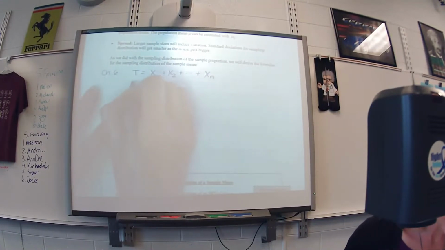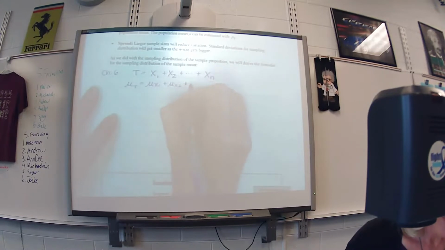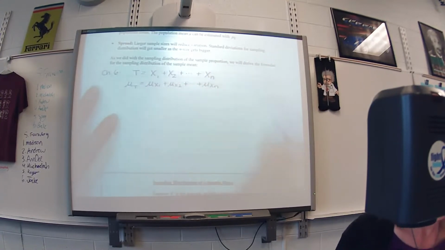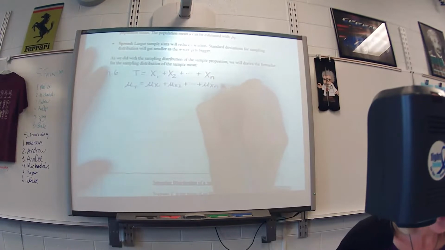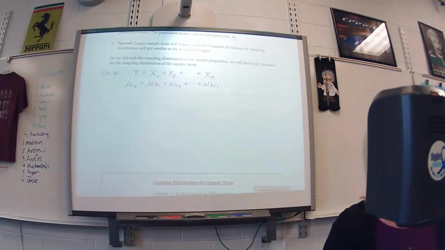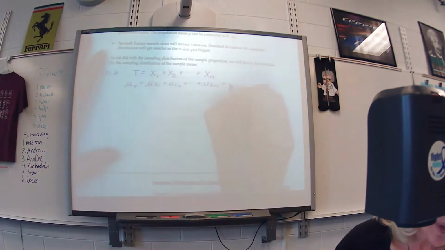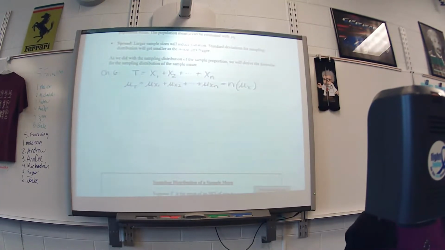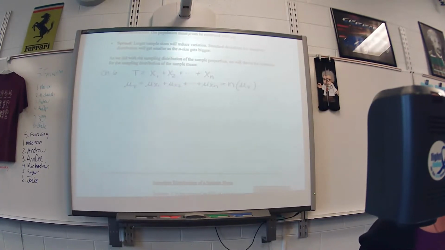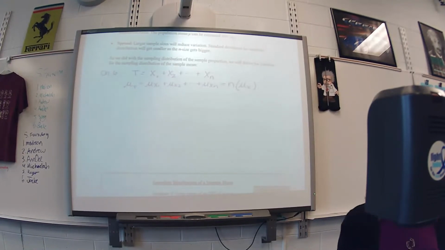So if I wanted to figure out mu sub t, I could take mu sub x1 plus mu sub x2 plus et cetera, and it would just so turn out, because they all came from the same population, they all had the same mu, so there would just be n of the mu sub x's. That formula is the same whether you're transforming or combining, but we have to keep track. I have to keep track that right now I'm combining random variables.